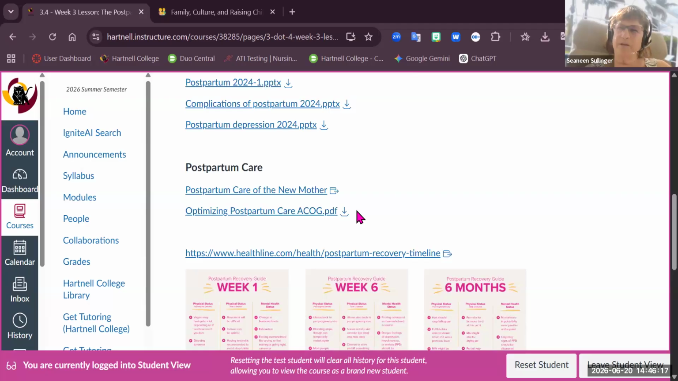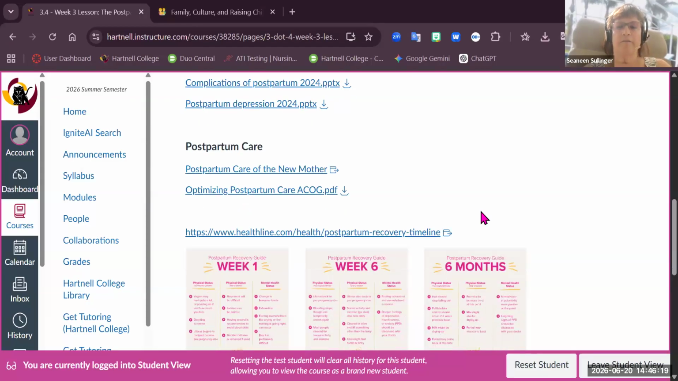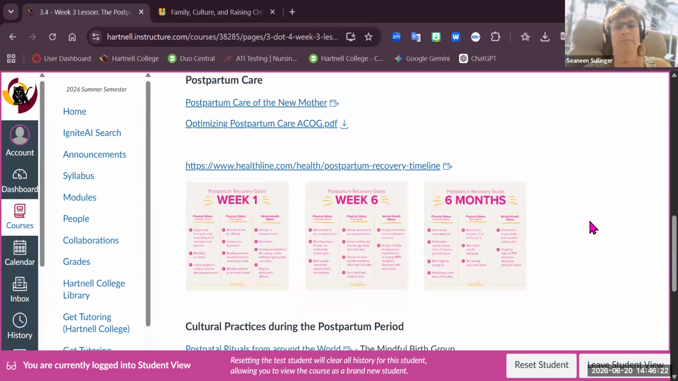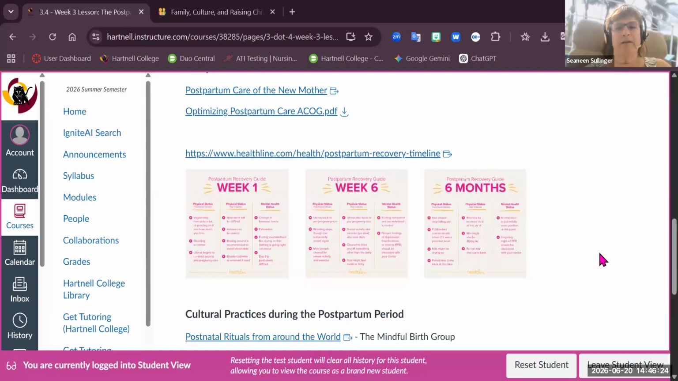Optimizing postpartum care, the best guidelines for care of the postpartum mom, postpartum recovery timeline. A lot of times if the mom has a vaginal delivery, they're usually in the hospital 2 days and then they come home, they go see their doctor maybe 6 weeks after that. But things like postpartum depression, the aches and pains of childbirth, just the overwhelming feelings of parenthood, those things can last for a long time.